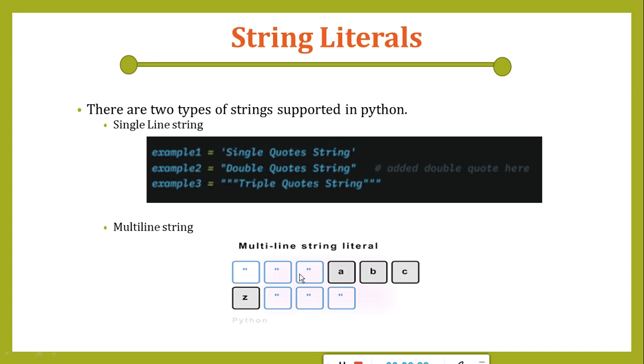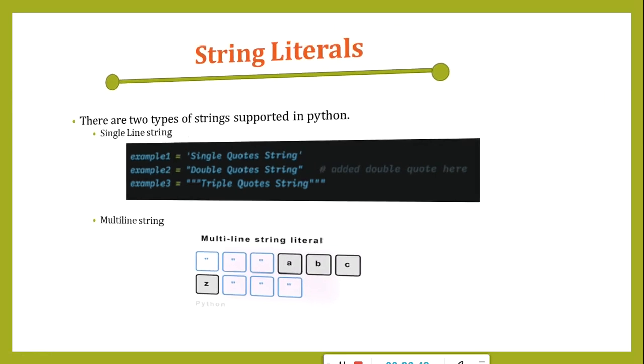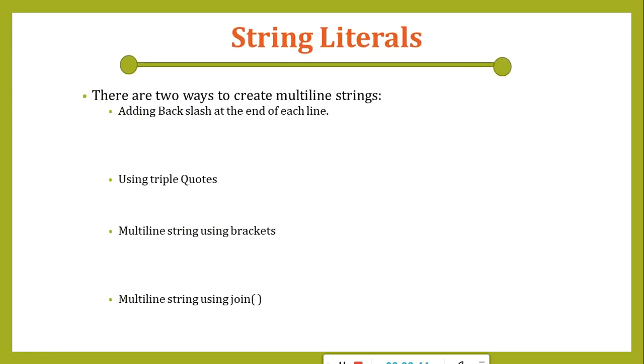So we can see here that triple quotes are used, so they represent a multi-line string. In the first line we have ABC, and in the next line we have the character Z. So there are two lines, and these two lines, shown within triple quotes, are treated as a multi-line string here. This is all we have for string literals.